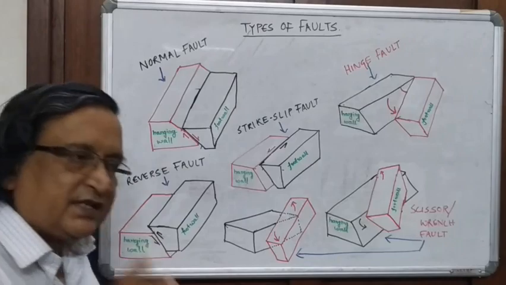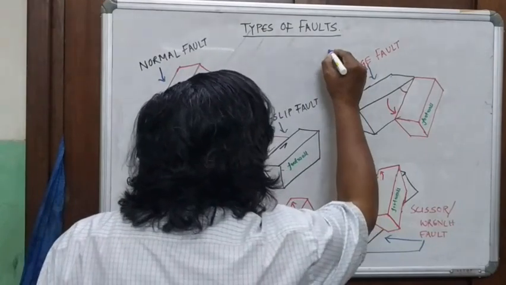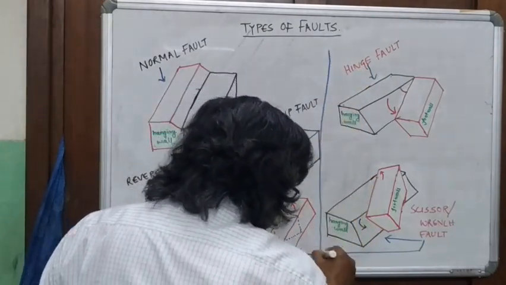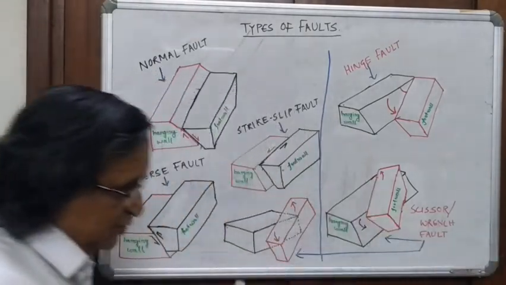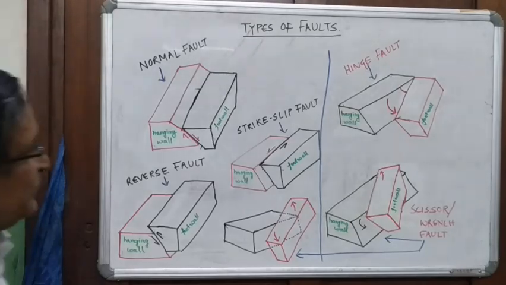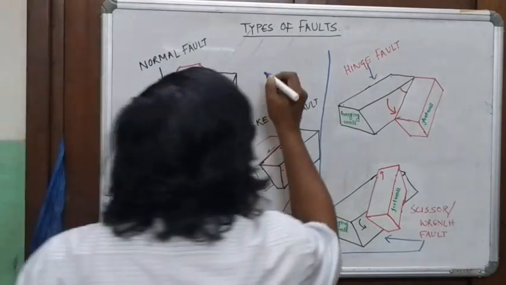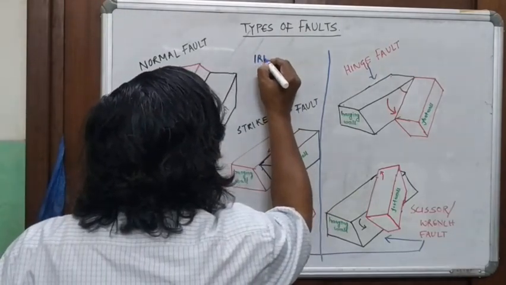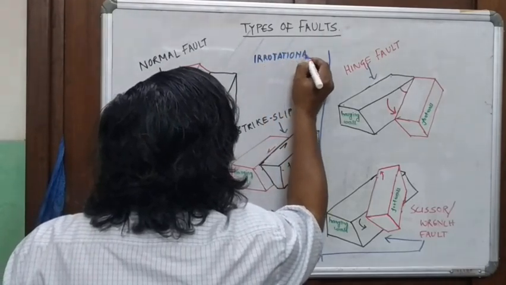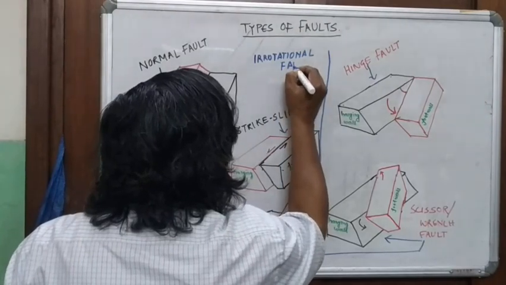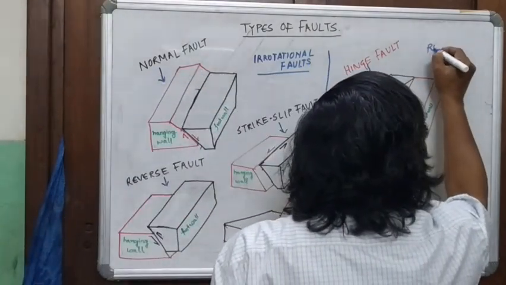Now, faults: there are essentially two types of faults, and we can divide them by a line drawn through the middle. These diagrams were drawn by my student. This is much better than me on this. So on the left, these are called irrotational faults, and these are called rotational faults.